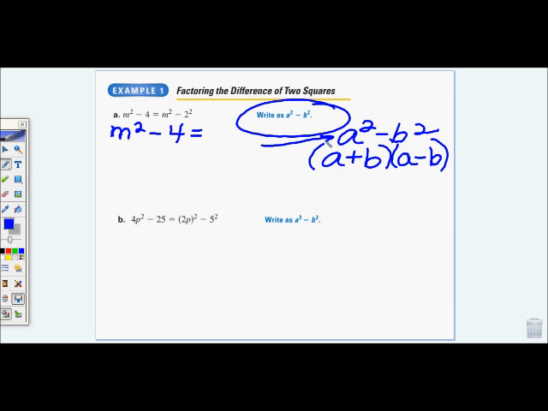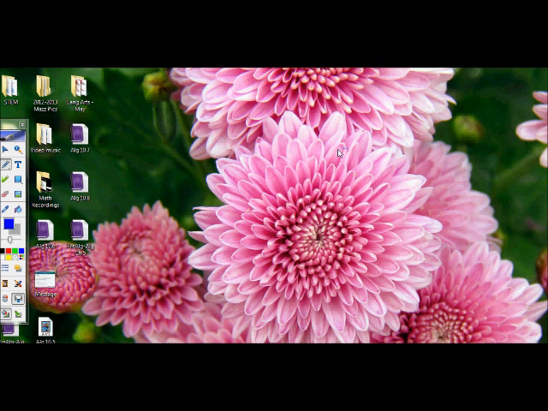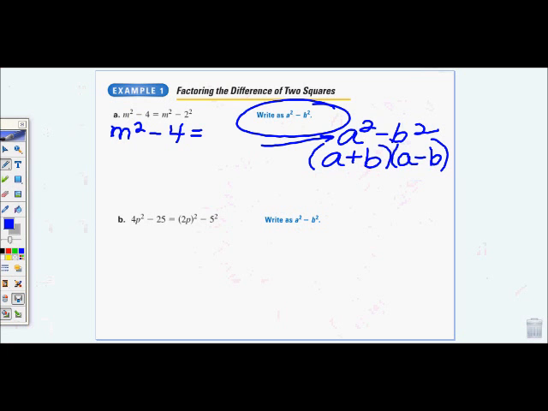Now, here's the part that you got to wrap your head around. My terms here are a single term. Yes, a single term that is squared. A single term that is squared. Here I have a single term that is squared, but this term is not squared, right? So I need to change that.